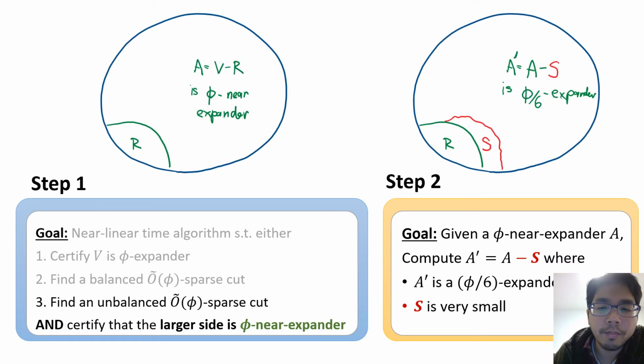To look at the picture, we have something like this. If we get case 1 or 2 in the first step, we are good. If we get case 3, we have that the largest side is a near expander, and then we will just trim some part of A and say that A prime is an expander. So this is the roadmap that we want.